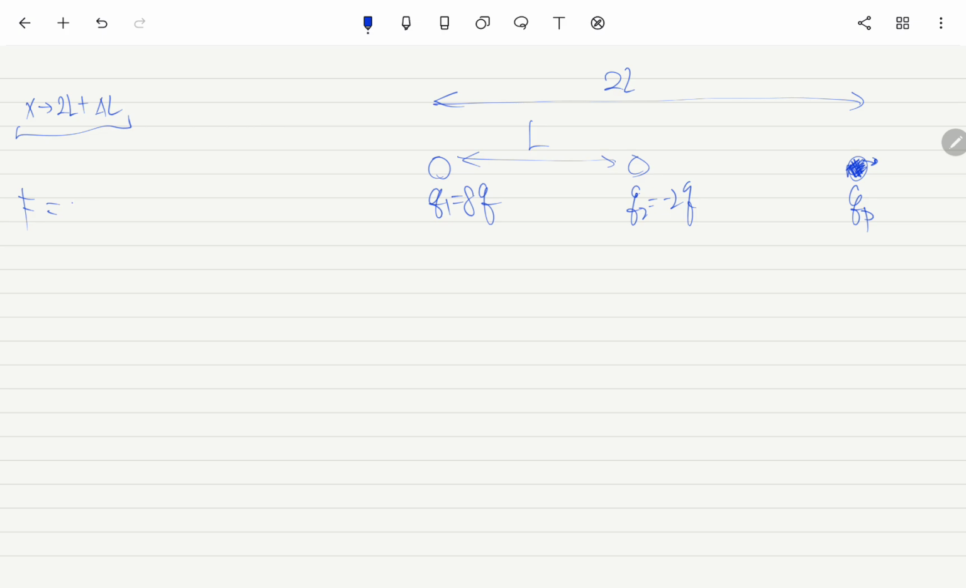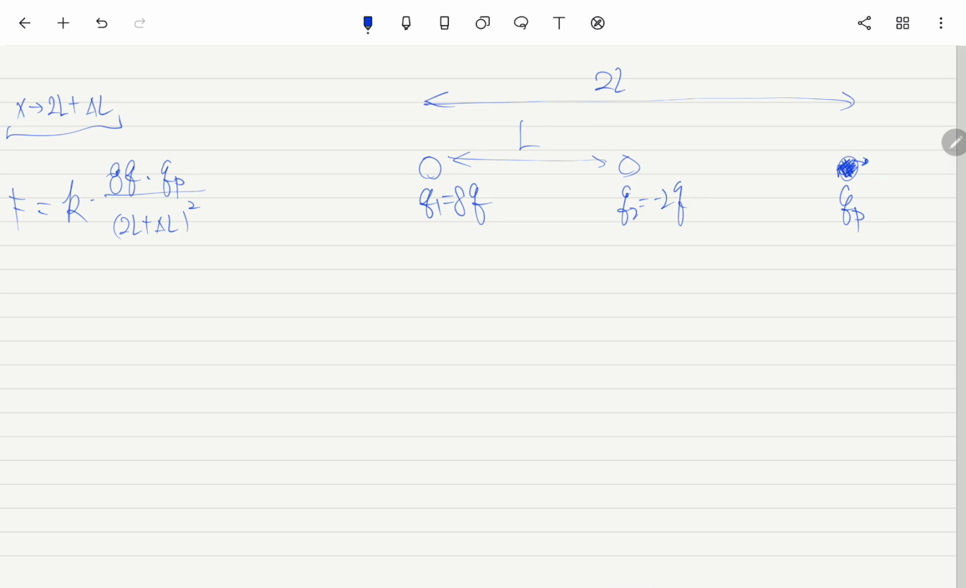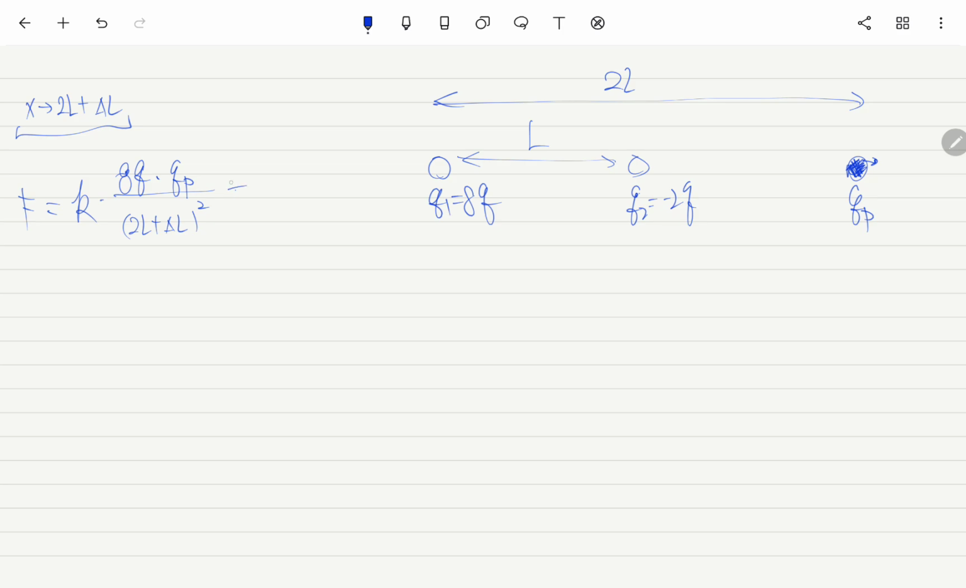something like K times 8Q and then times QP, and then over this is x to be 2L plus delta L and then whole square. Okay, so this is the force due to Q1 acting on the proton. And then for the second part, yeah, so this is positive, this is positive. So they repel each other. So this is a positive value.